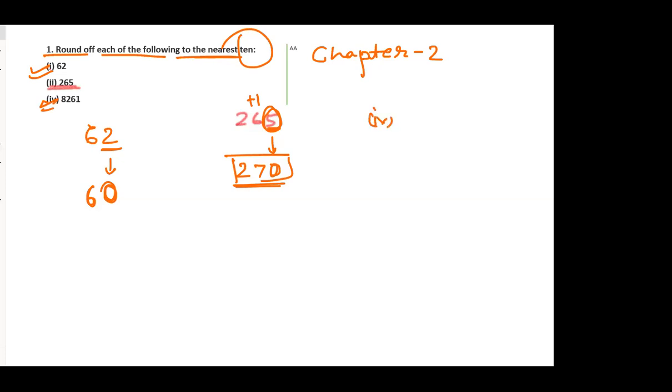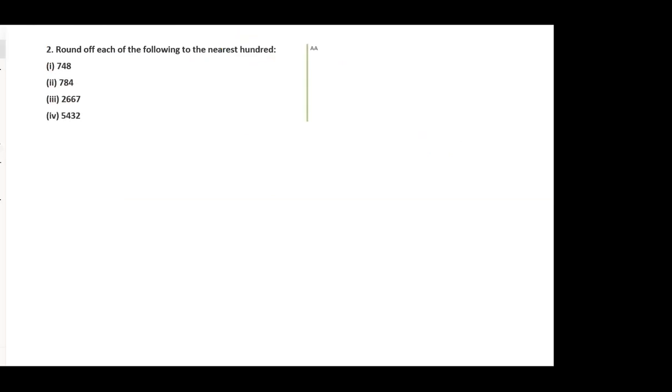Next part, 8,261. And you have to round off the number to the nearest 10. So the unit place number is 1, which is less than 5. So we will make this one 0, and we don't have to add anything. Just write all the numbers as it is. 8,260. This is the answer. Clear? Now let us do the next question.